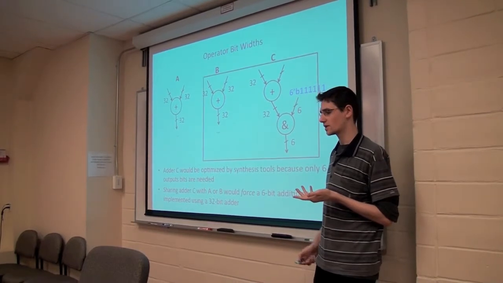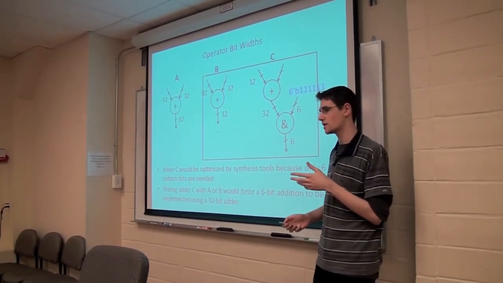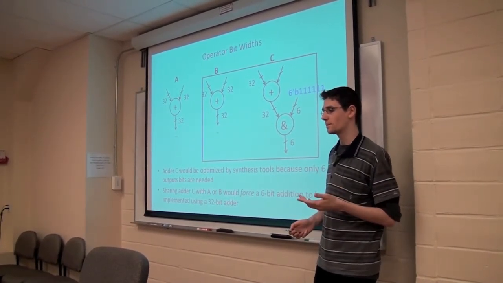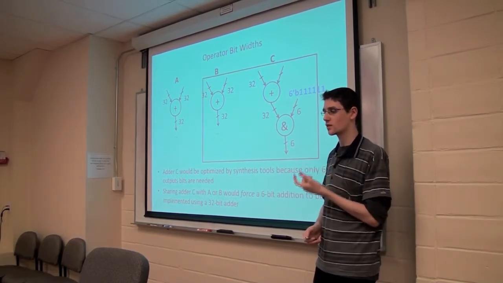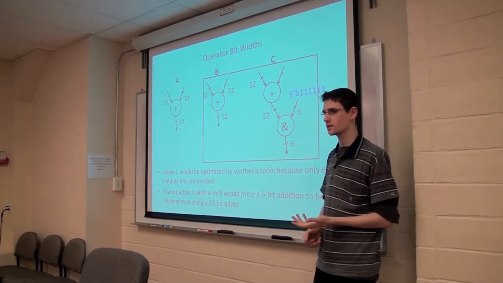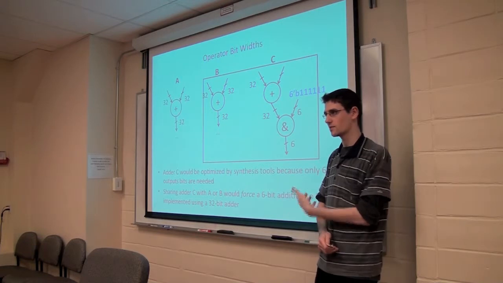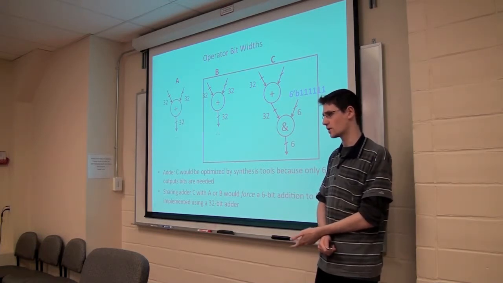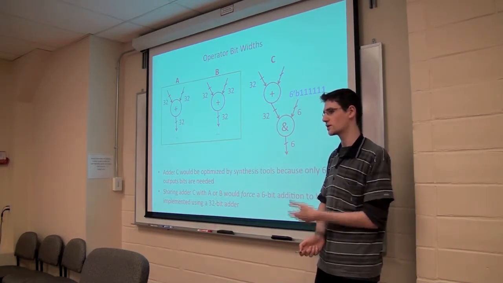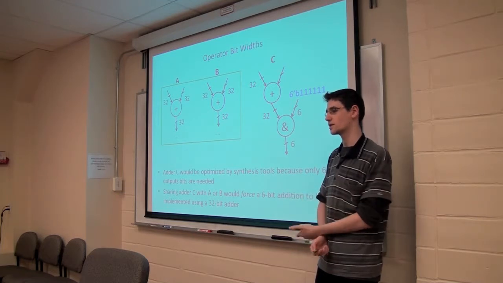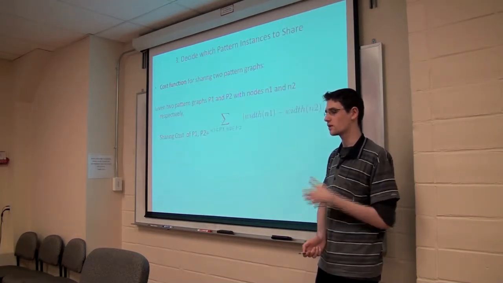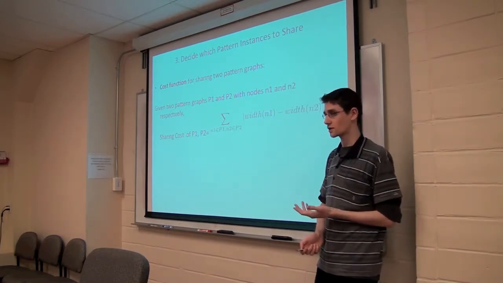So now let's say that we wanted to share 2 of these and we pick B and C. That's actually a bad idea because C is a 6-bit addition, and if we share it with B, which is a 32-bit addition, we're forcing a 6-bit addition to be implemented using a 32-bit adder, which is wasteful. So alternatively, what we should do is share A and B and then allow C just to be synthesized by most tools.